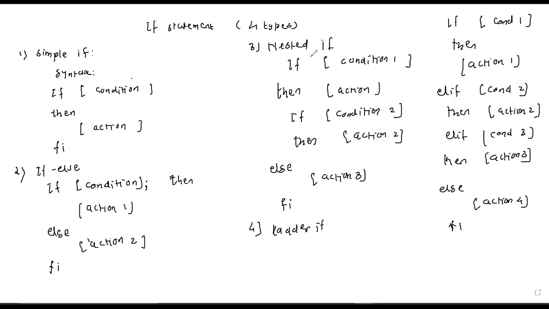Now in nested if, what happened? We have if first condition, then we have action 1. Simultaneously, if the second condition is not satisfied, then action 2. If both fail, then we go for the next. This will be more clear while taking an example. Now let us move to the next example.